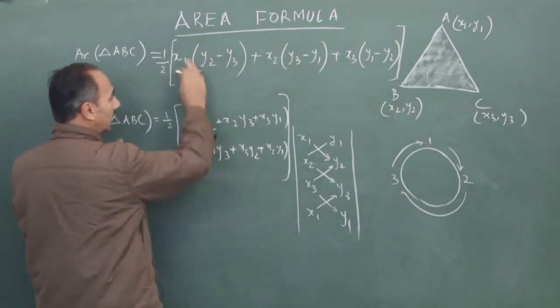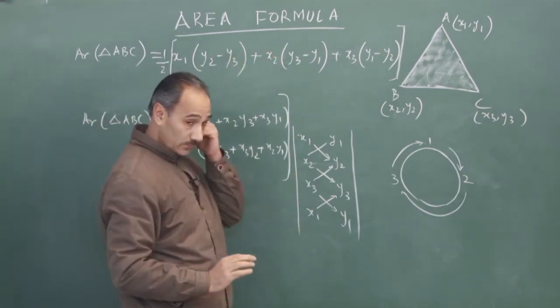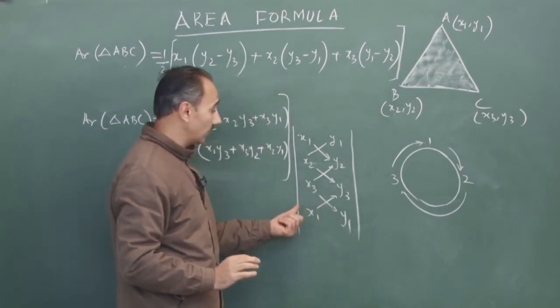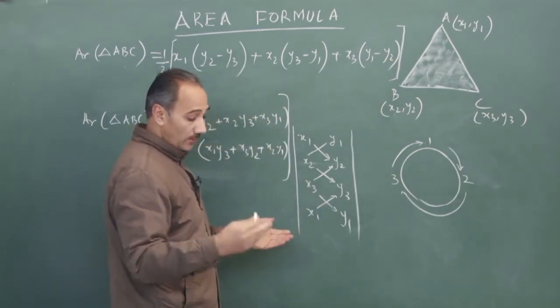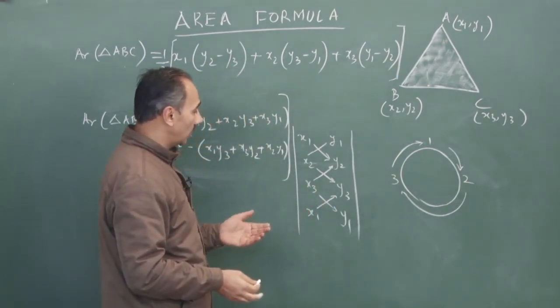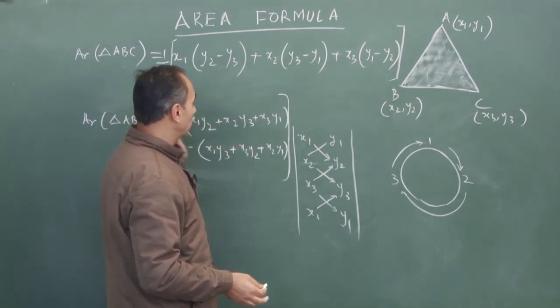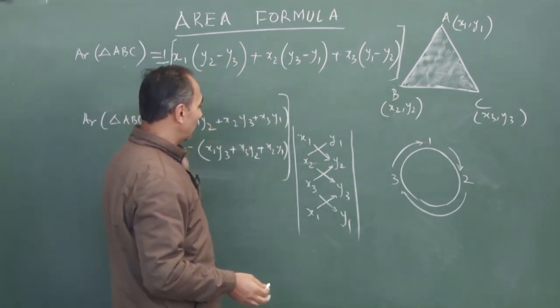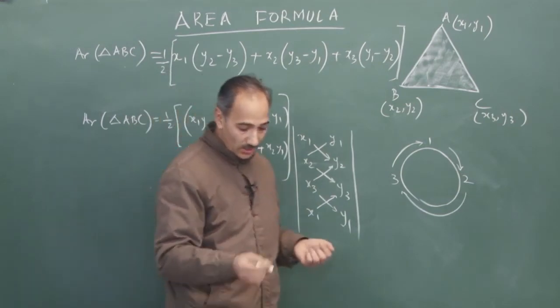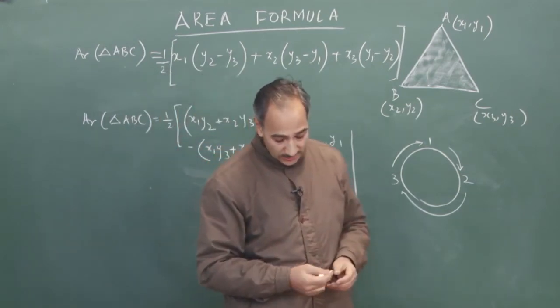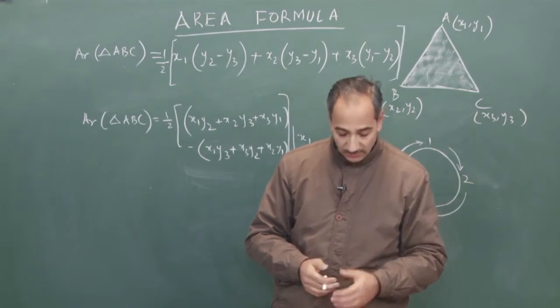In fact, this and this, they are same results, but the format is different. So I prefer this format because this will help you when we move on to area of a quadrilateral. So this is one way and this is the other way. Both are same, results are same. So we'll apply this result to exercise 7.1.